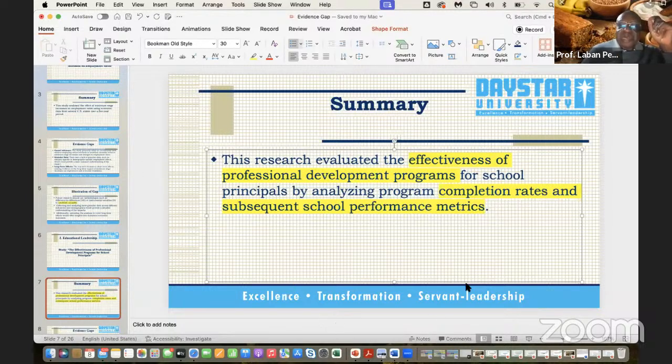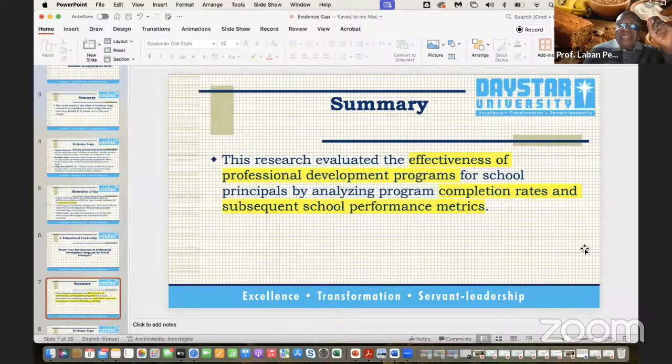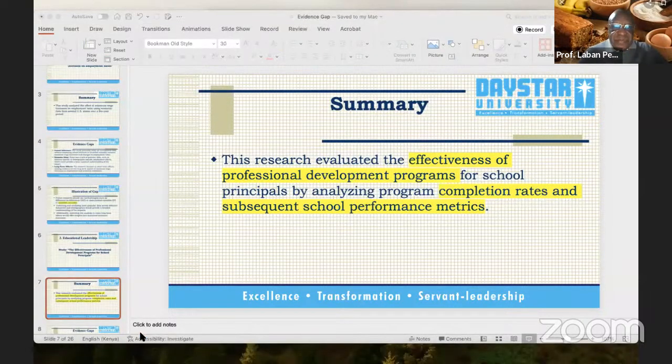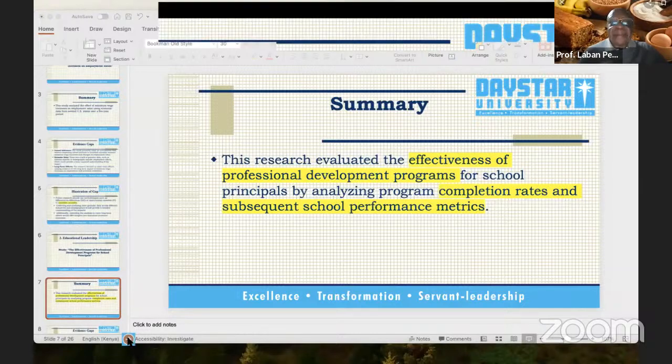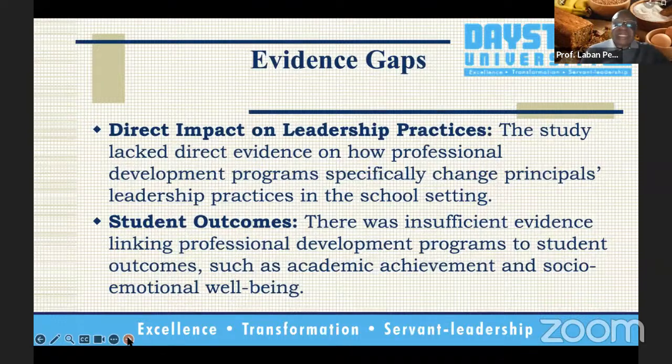That is very important. So when I have a student I'm supervising and they are chasing an evidence gap, I have many questions with them. Otherwise, you end up with invalid results and the study will not hold. So summary, we'll find that the evidence gap, direct impact on leadership practices, the study lacked, look at this one, the study lacked direct evidence on how professional development programs specifically change principals' leadership practices in the school setting.